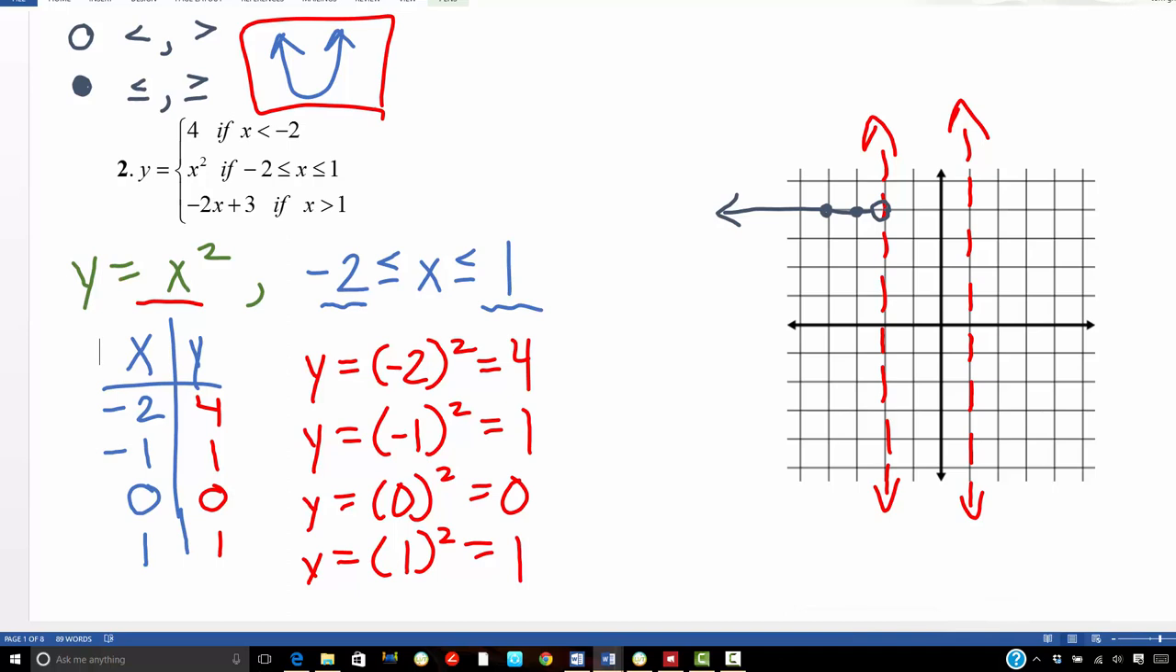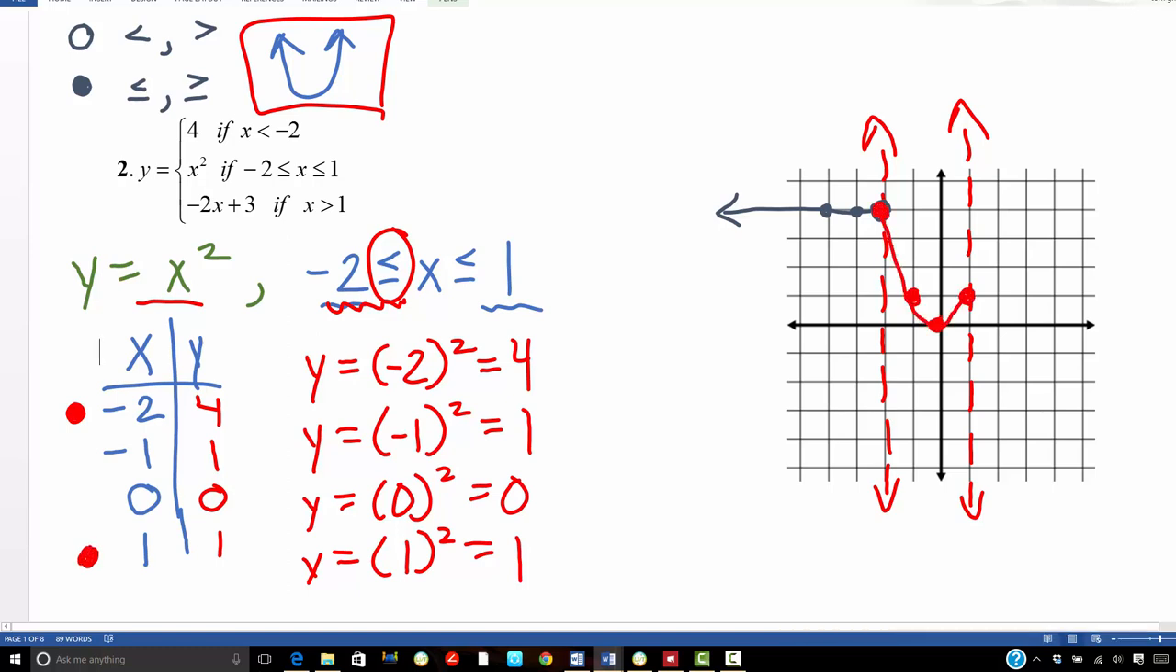The one other thing we need to make sure we remember to do is whether it's open or closed dots. Back up here in the original problem, it said -2 is less than or equal to x. The less than or equal to means it's a solid dot. And it also says x is less than or equal to 1. So it means we have a solid dot on both ends for this one.